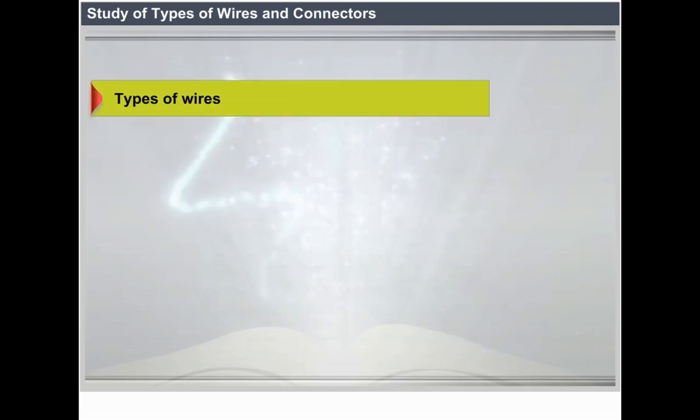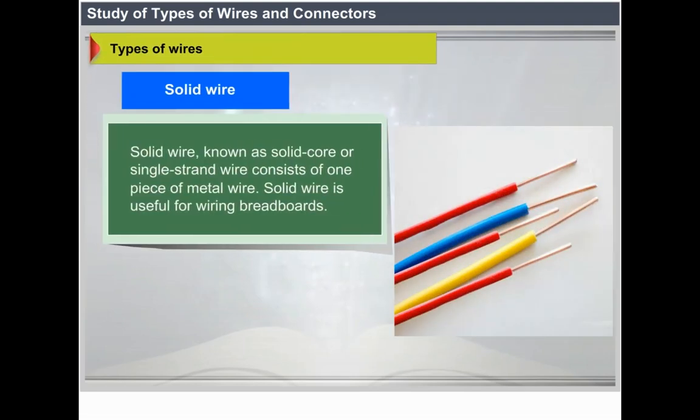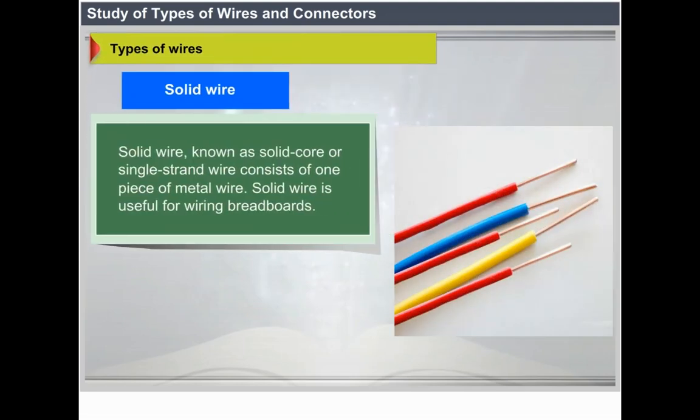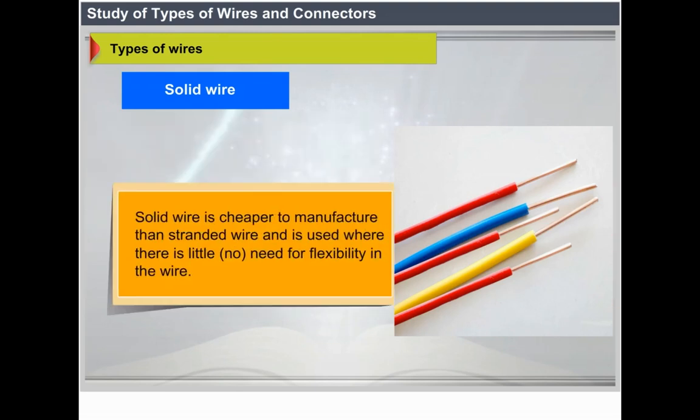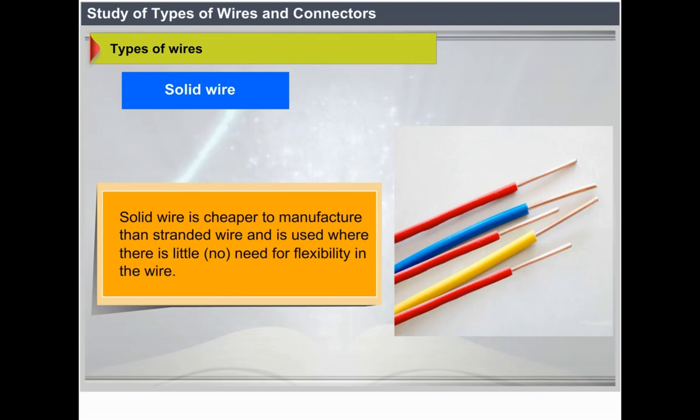Types of wire. Solid wire. Solid wire, also called solid core or single strand wire, consists of one piece of metal wire. Solid wire is useful for wiring breadboards. Solid wire is cheaper to manufacture than standard wire and is used where there is little need for flexibility in the wire.